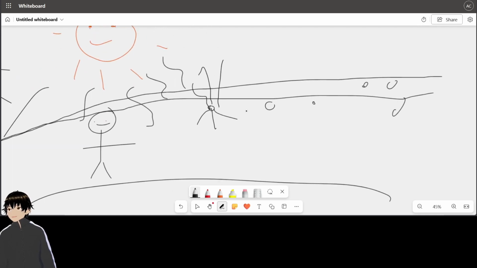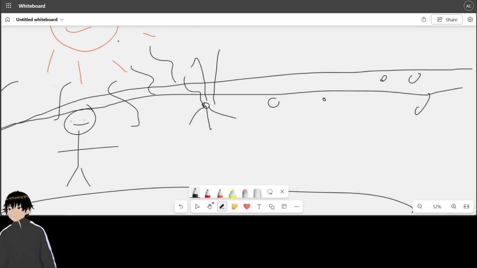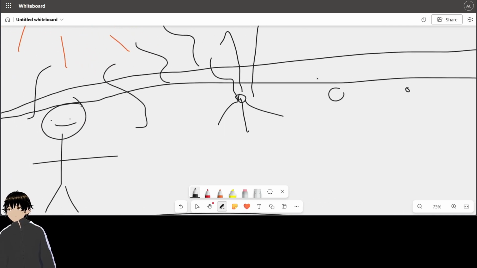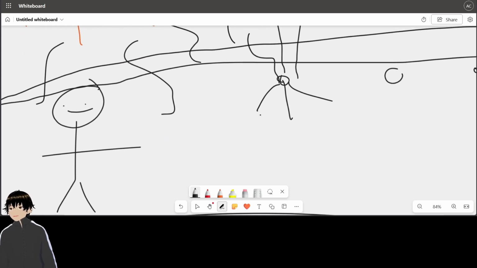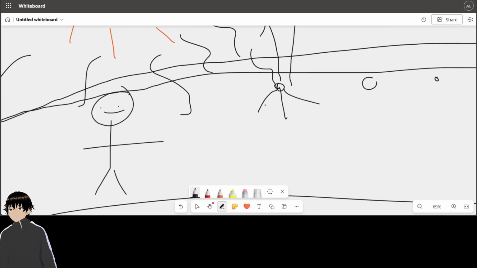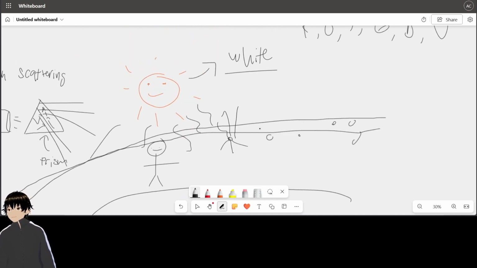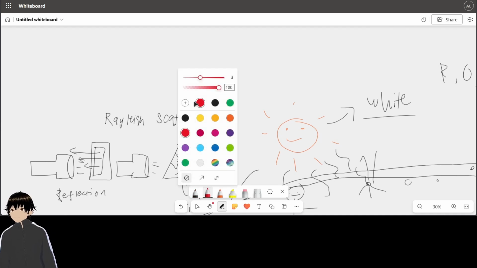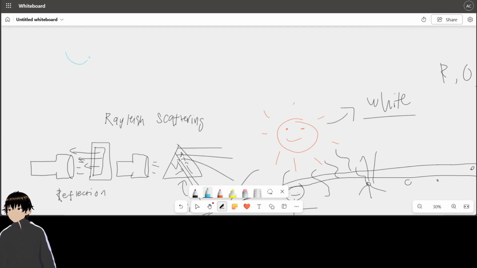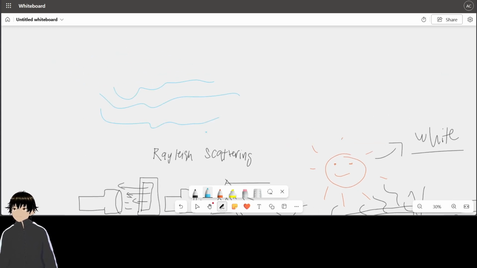So you could imagine that this is the white light that the sun is emitting. When that white light hits a molecule, what scatters is different colors. And since light behaves exactly like ocean waves, you would imagine an ocean that is moving like this. Light behaves exactly like waves.